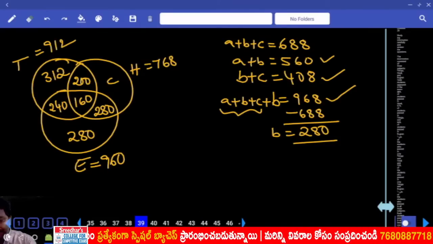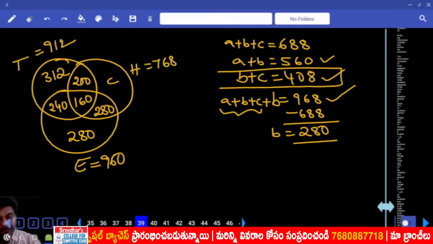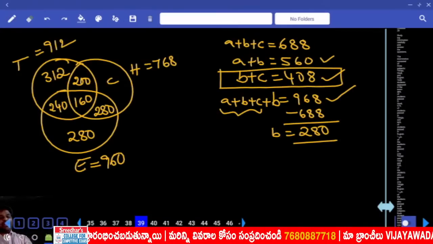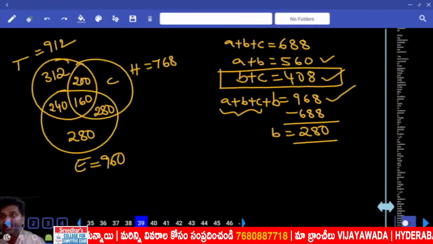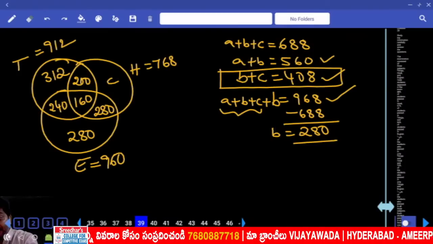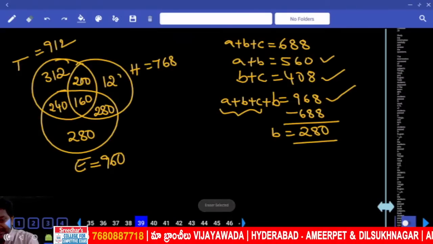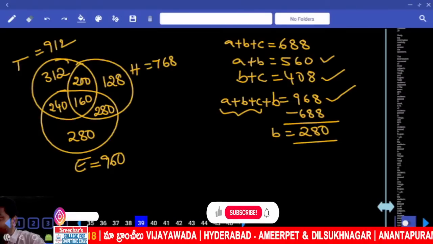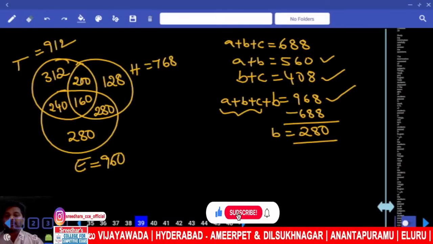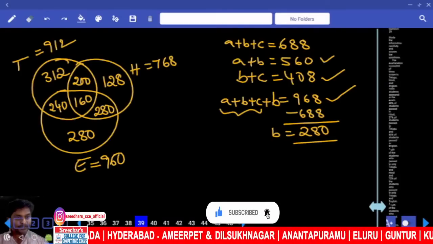Are you okay? Next. B plus C is equal to 408. B is equal to 280. Then remaining 128 will be C. Entire table is there. Now we can start questions.